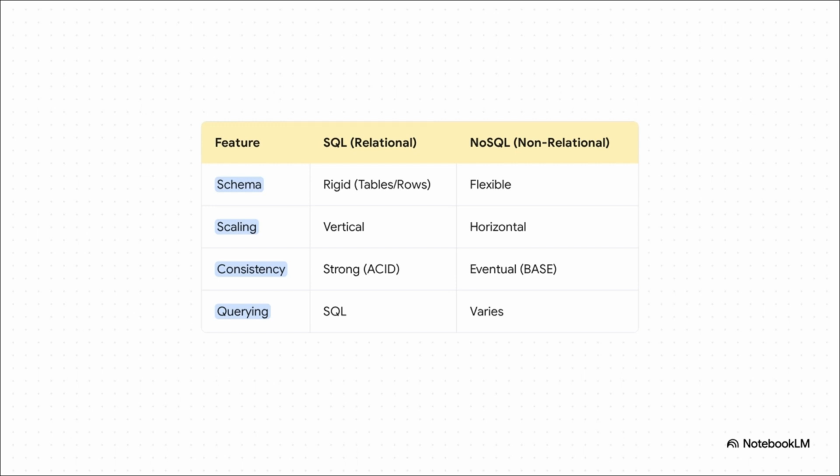Think of it as a promise that every transaction is all or nothing and the data is always correct. NoSQL, on the other hand, often goes for eventual consistency, or the principle called BASE. It basically says, hey, we'll prioritize staying online and everyone will catch up with the latest data eventually. And finally, querying. With SQL, it's the standard language everywhere. With NoSQL, it really depends on the specific database you're using.